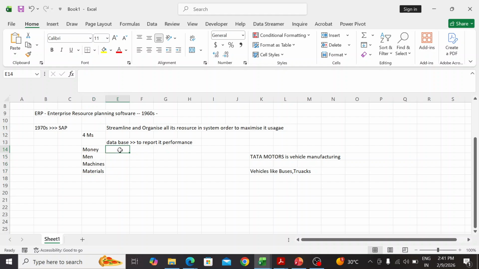One is money. It is nothing but capital. We also call it finance, or funds, in modern terms. Men is, in simple words, labor. If they are in offices, they are employees. Then machines, also called assets. Assets can be categorized again into tangible and intangible.